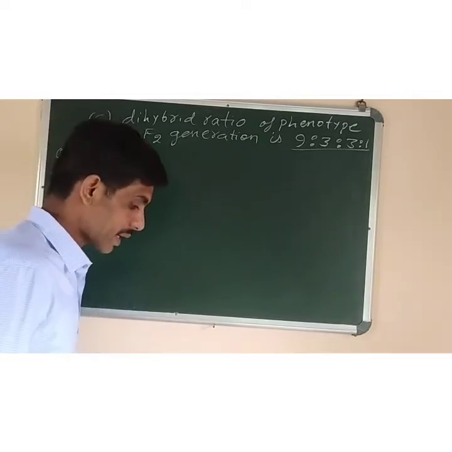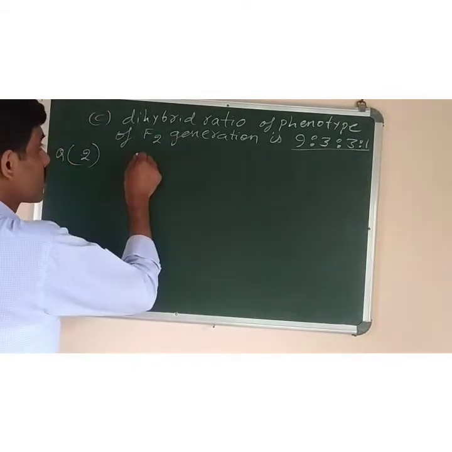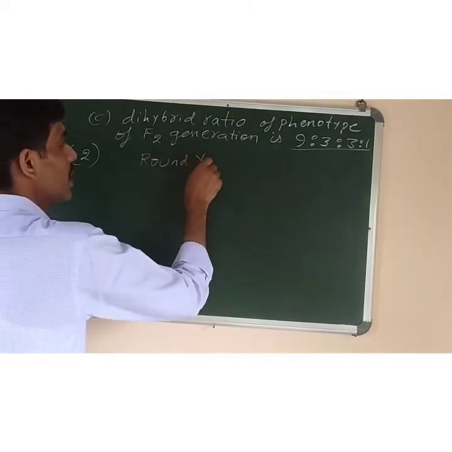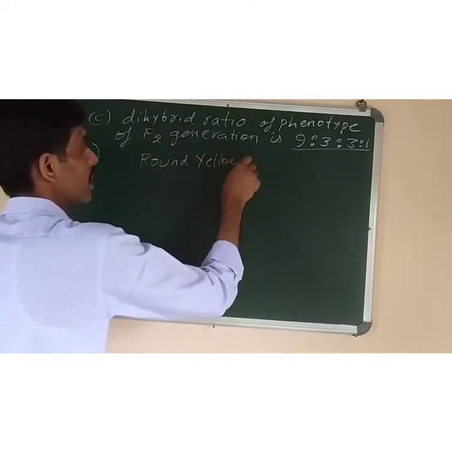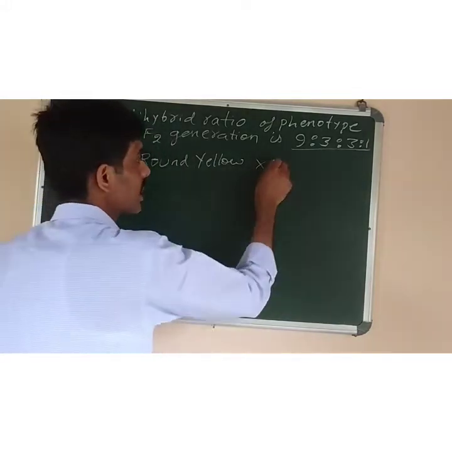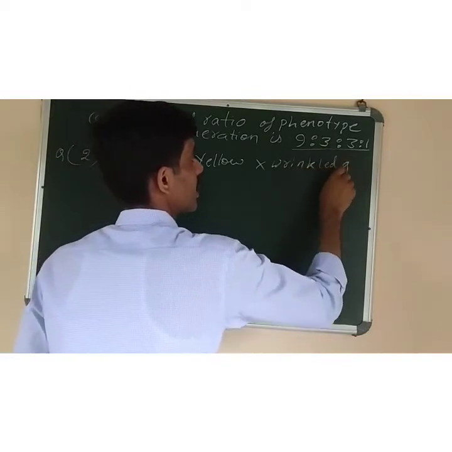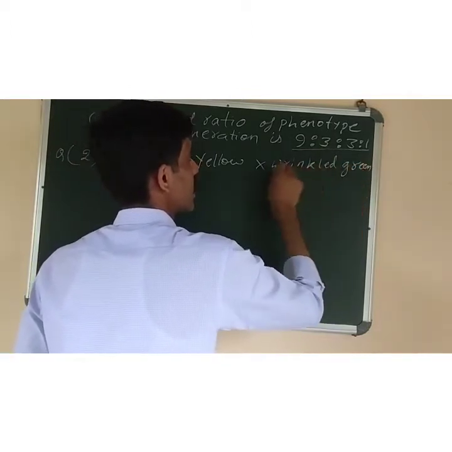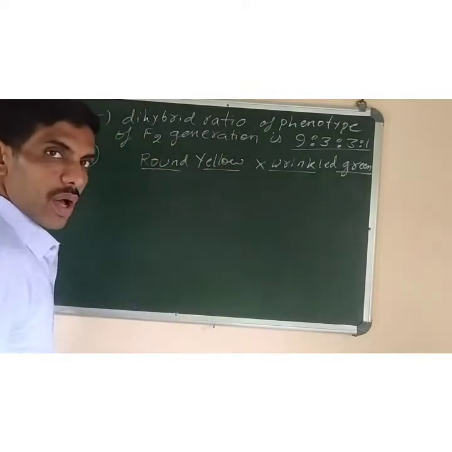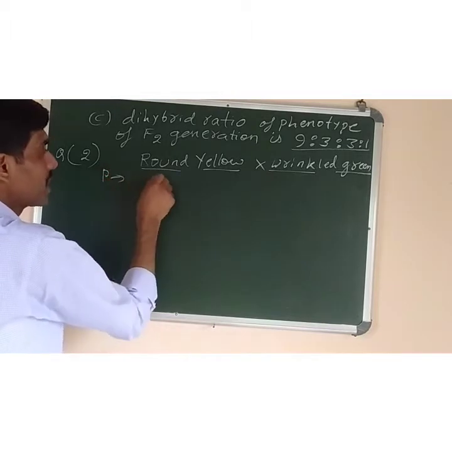Okay. Like a homozygous plant having round and yellow seed. So first we will write the characters of the plant. Round and yellow seed is crossed with a plant with wrinkled and green seed. So wrinkled, green, here round and yellow are written in words, and now I will write there. This is P means parental generation.